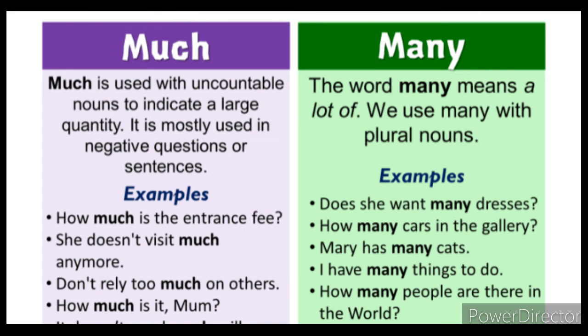The word many means a lot of. We use many with plural nouns. See the examples of many. Does she want many dresses? How many cars in the gallery? Mary has many cats. I have many things to do. How many people are there in the world? So children, we can clearly see that much is used with uncountables and many is used with countables.